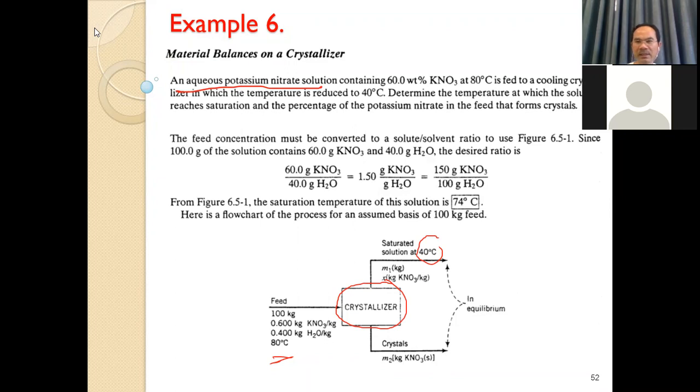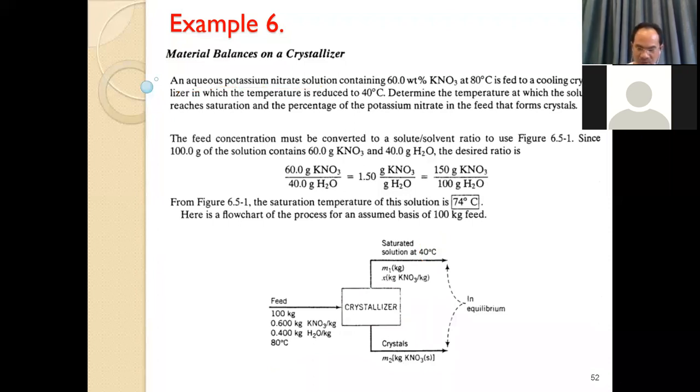For this case, determine the temperature at which the solution is saturated. Calculate the saturation temperature, and the percentage of potassium nitrate in the feed that is formed as crystal. This means calculating the percent of crystal obtained from the feed.